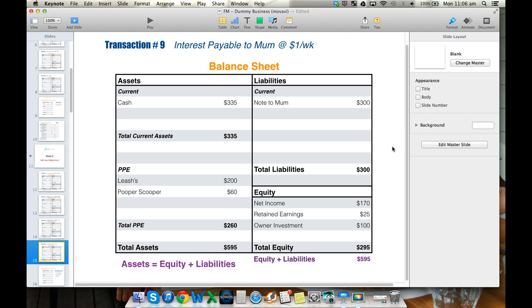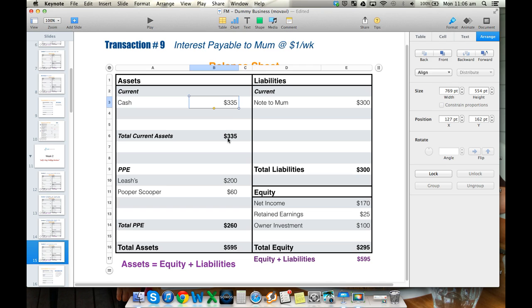Okay, so what happened here? So interest payable to Mum, $1. Now that is going to be paid in cash. So our cash goes down by $1 to $334. And because we've incurred $1 in expense, our net income also goes down by $1. So it's going to be $169. So now if we look at our assets and equities and liability, once again, in balance.